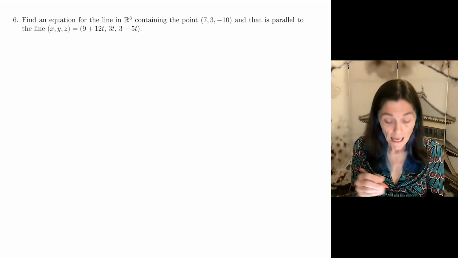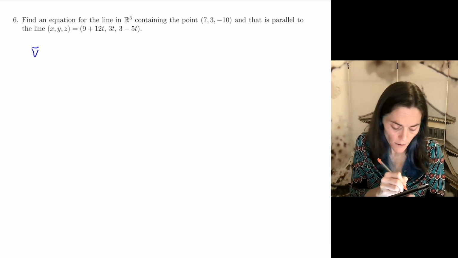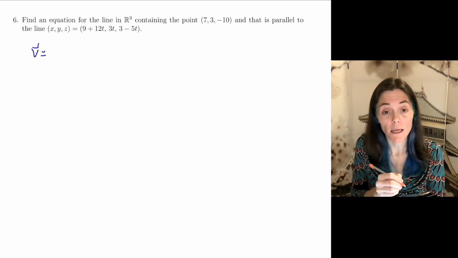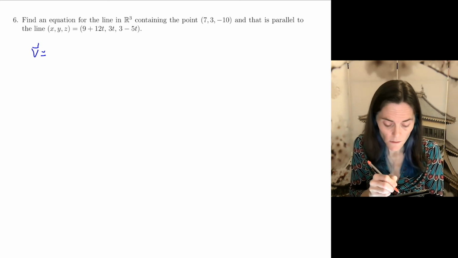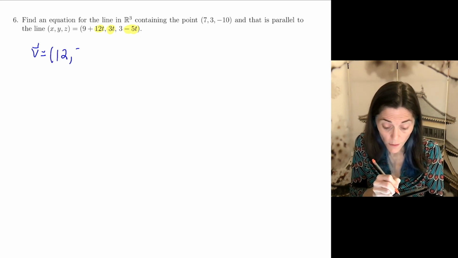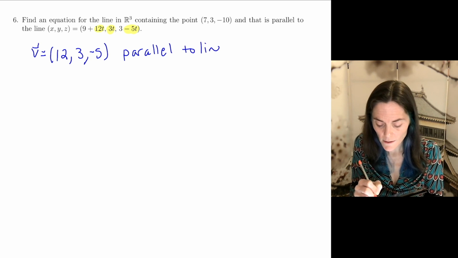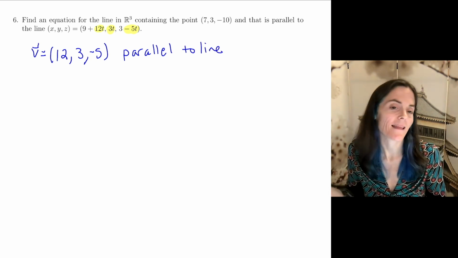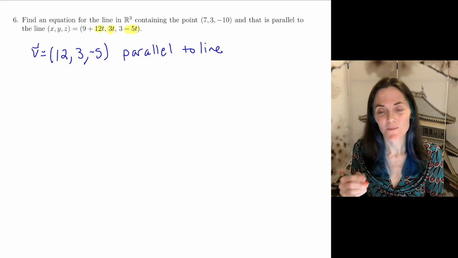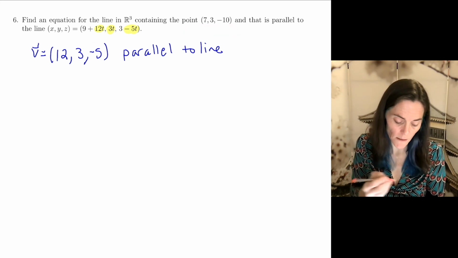So as we look at this, we can read off a vector that's parallel to the line, and we can see it here, here, and here. So V, which is 12, 3, negative 5, this is parallel to the line. Not only the given line, but the line that we want, right? This is because we want a line parallel to this line and containing this point. And so let's just write it down.